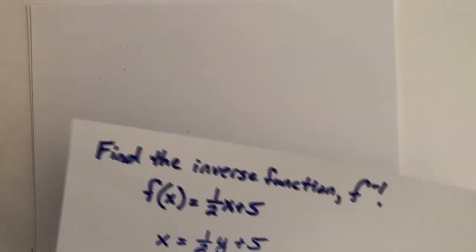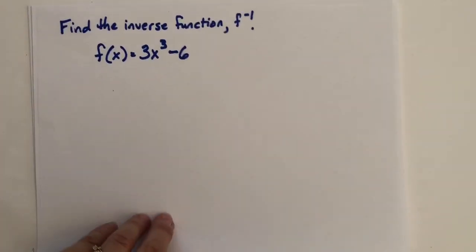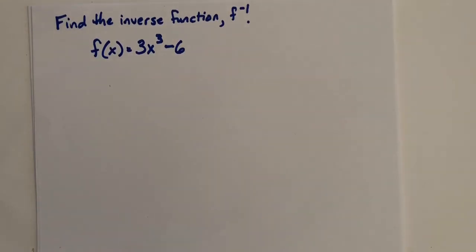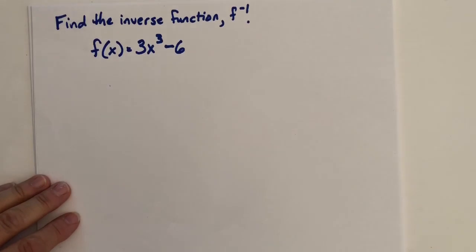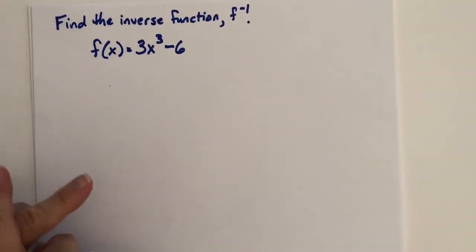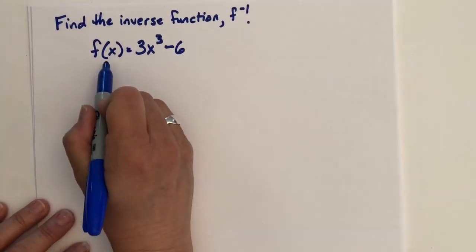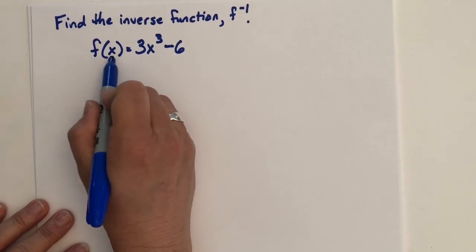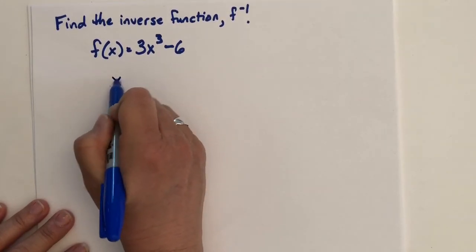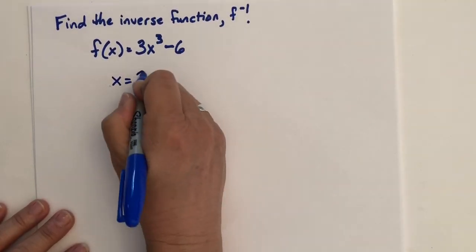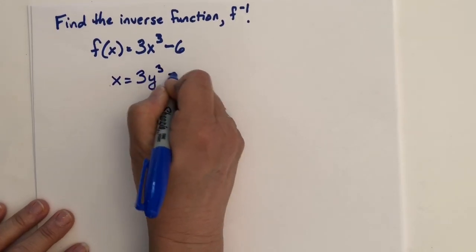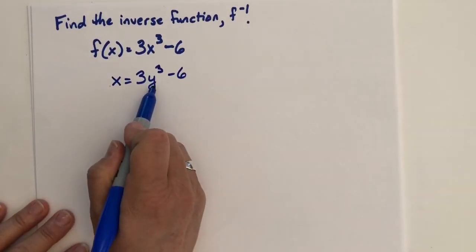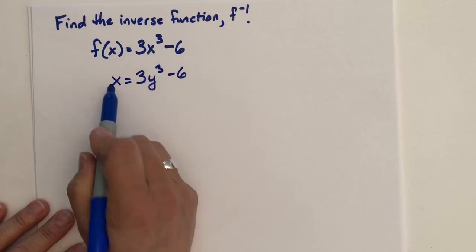The next function we'll find the inverse of will be this one. f of x equals 3x cubed minus 6. Remember the 2 steps. Switch x and y, solve for y. So here we go. We switch x and y. Here's our y, it becomes our x. Here's our x, it becomes our y. And now we solve for y. So let's add 6.